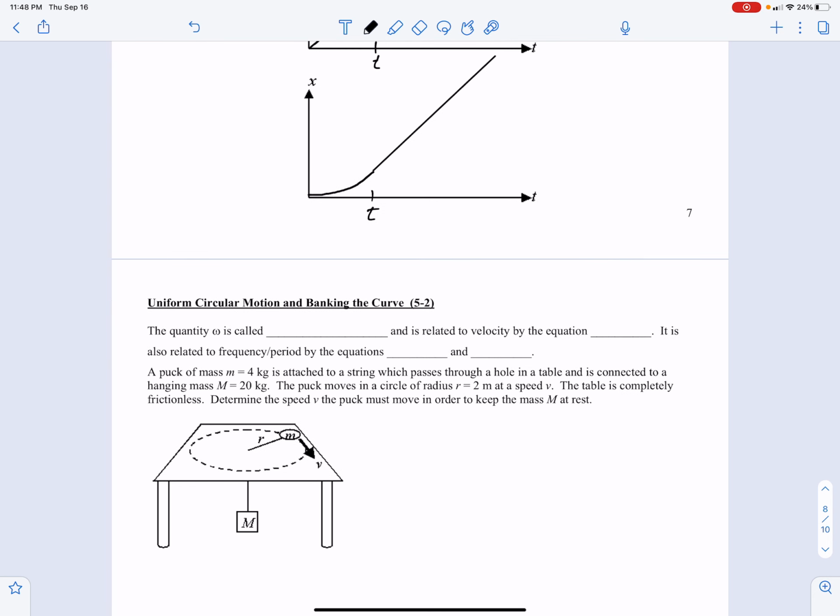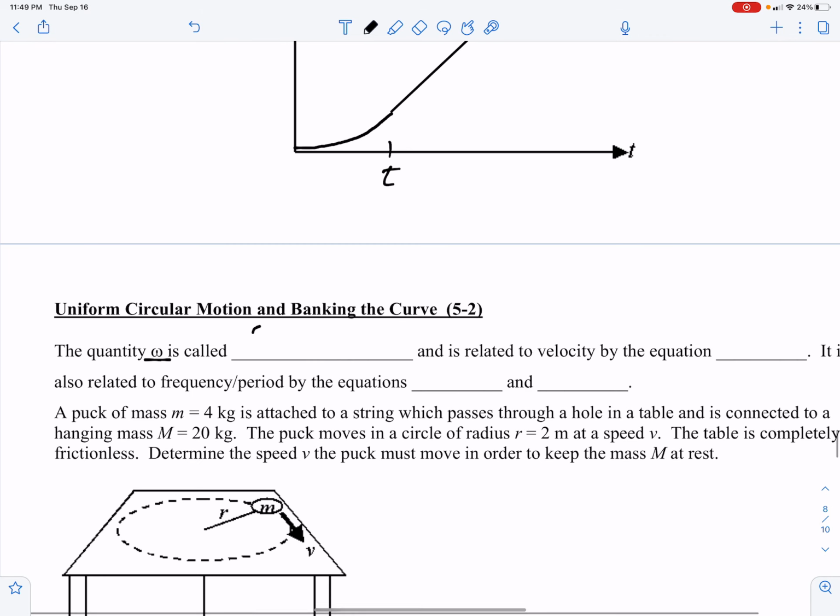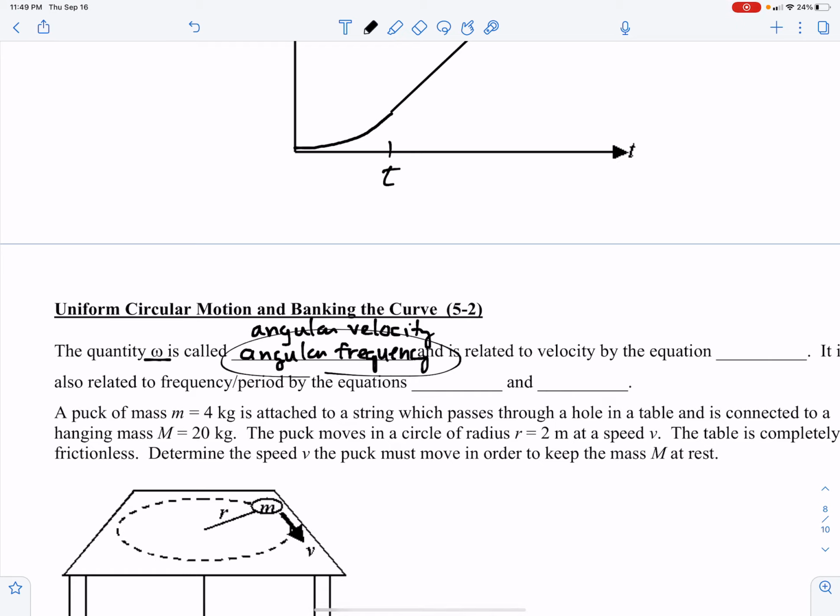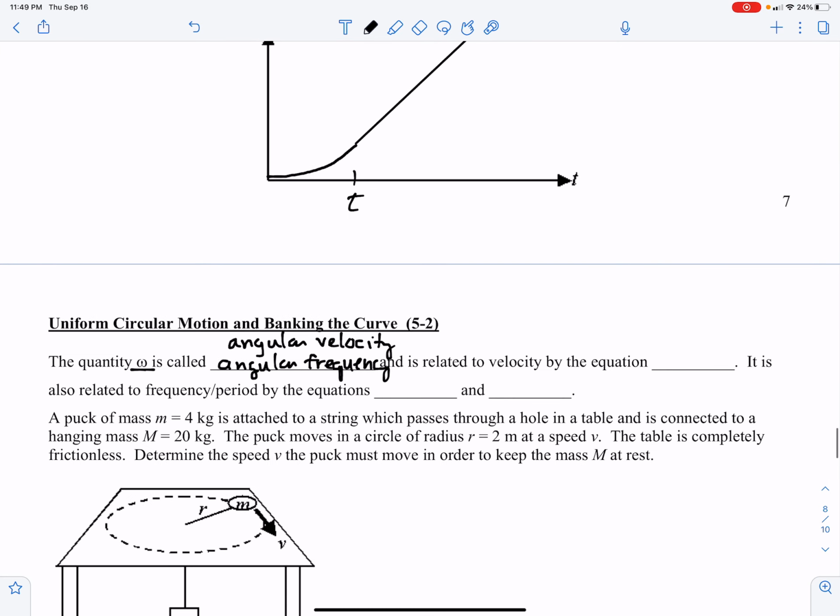Now, the next section involves what's called uniform circular motion and banking of a curve. The quantity, this letter here, is the Greek letter omega, and it stands for two things. For rotation terms, it stands for something called the angular velocity, and we'll see more of that next semester. But it also stands for something called the angular frequency, which relates to periodic motion, and rotation represents something that's moving in a circle, which represents periodic motion. So we're going to go with angular frequency on this one. And it's related to the equation linear velocity is equal to r times omega. So it's related through the radius: radius times the angular velocity equals the linear velocity.